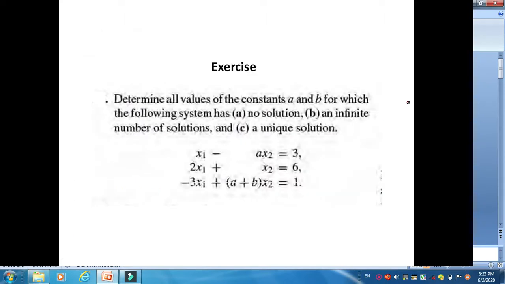It is for exercise. It is an assignment, you may say. Determine all the values of the constants k, a and b for which the following system has no solution, an infinite number of solutions, and a unique solution. So try the question, since these questions are important from the midterm point of view.